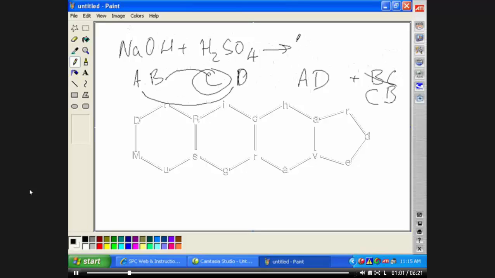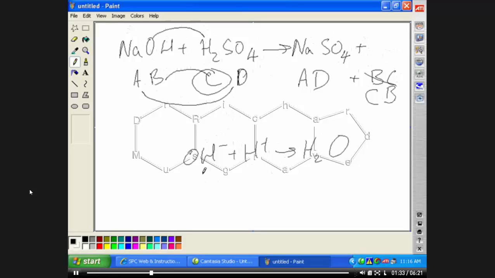So AD, that means we'll take one sodium, we'll take one sulfate. It's very important here, we only take one of everything. Remember, there's only one sulfate here, not four of them, just the one SO4 is over here. And the other product we'll get will be whatever we get from joining one OH with one H. So one OH minus plus one H plus will give, of course, water.